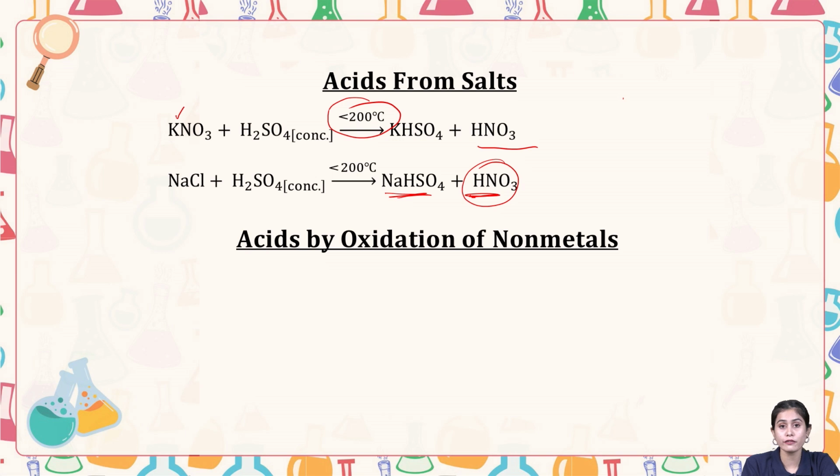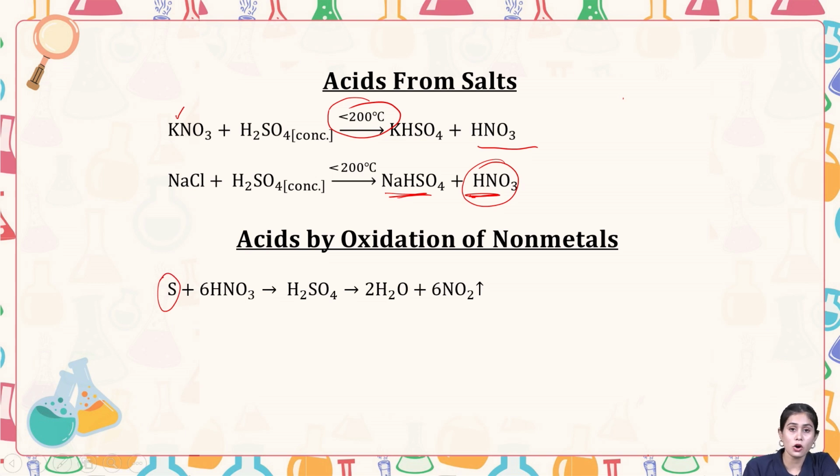Let's move on to acids by oxidation of non-metals. When non-metals get oxidized, let's take an example. Sulfur, which is a non-metal. Oxidation requires a strong oxidizing agent, which here is nitric acid. Sulfur plus nitric acid. See the reaction now. You get H2SO4, your sulfuric acid, plus 2H2O, that is your water, plus NO2 gas evolved. So see the reaction properly. Did you get acid from a non-metal, by oxidation of a non-metal?